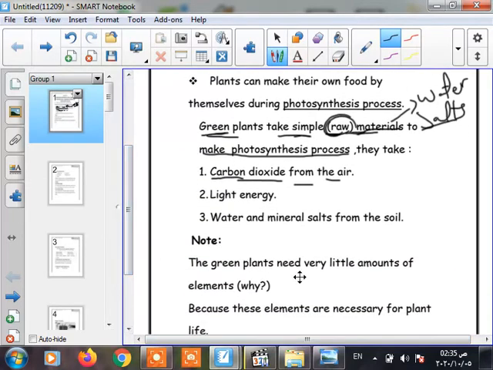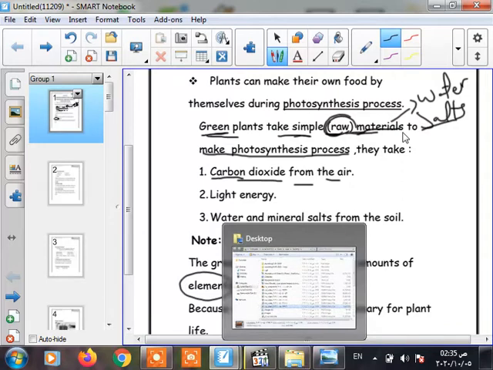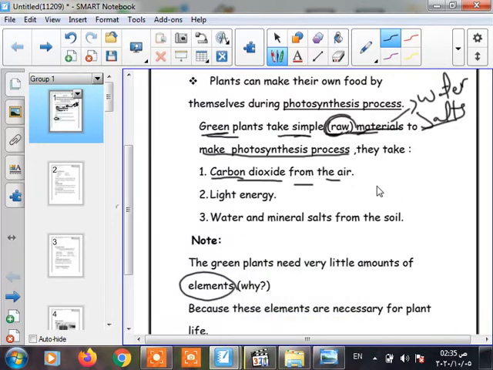The green plants need amounts of elements. Like what? Elements like calcium, like phosphorus. These elements are necessary for plant life. So, when I ask you, give reason, green plants need very little amount of elements because these elements are necessary for plant life. These elements like calcium and phosphorus, they're very important for us also to grow.